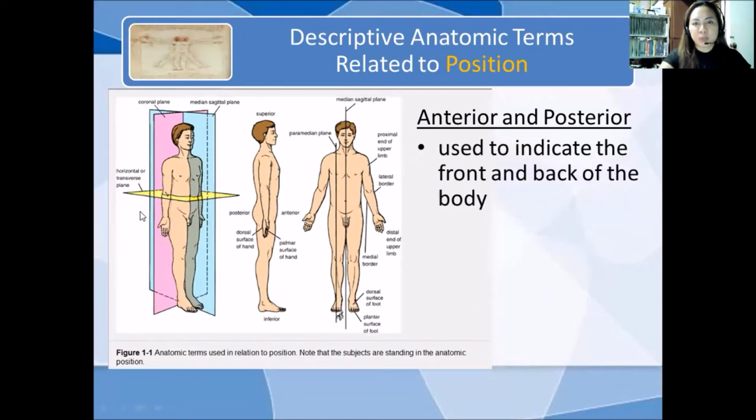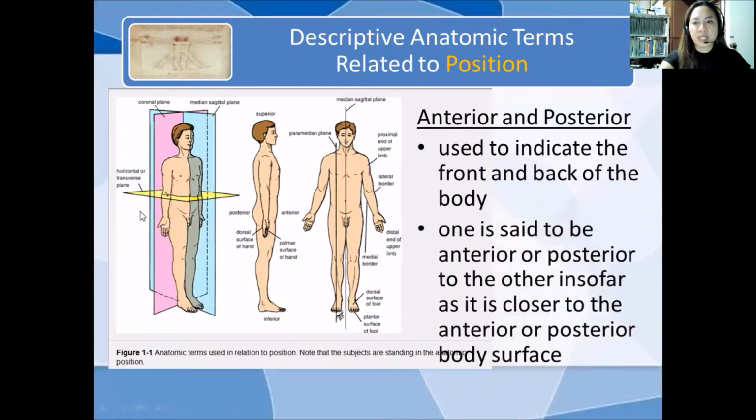Ano naman to, anterior and posterior? So that is very basic. So this is used to indicate the front and back of the body respectively. Okay, so one is said to be anterior or posterior to the other insofar as it is closer to the anterior body surface or posterior body surface, yung sa likod.